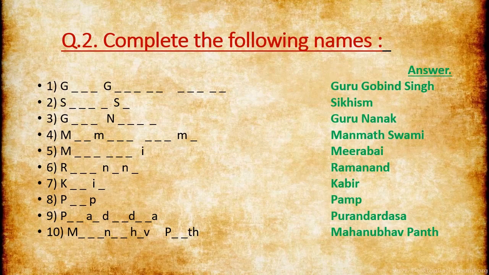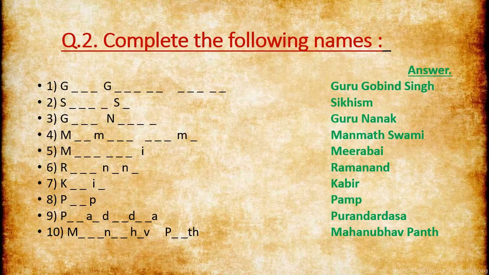Ninth one. P-dash-dash-A-dash-B-dash-dash-B-dash-dash-A. And what is the word there? Purandar Dasa, P-U-R-A-N-D-A-R-D-A-S-A. And the last one, the tenth one. N dash dash dash N dash dash H dash V. So that word is Mahanubhav, right? M-A-H-A-N-U-B-H-A-V. And the next word is P dash dash P-H. And what is that word here? It is Panth.